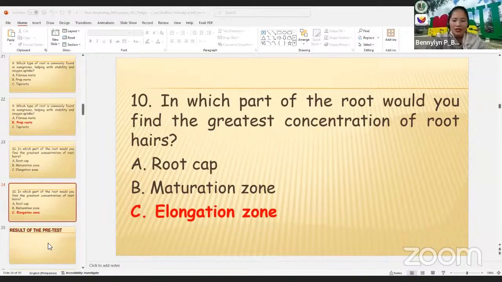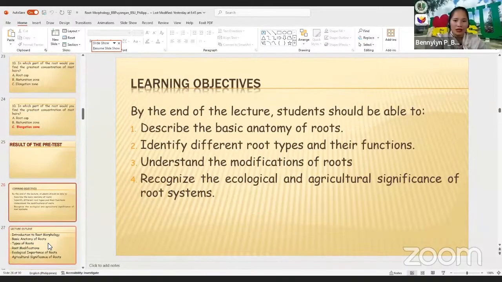Well, hopefully. So we now proceed with the learning objectives for this discussion. Thank you for your participation in the pre-test. It shows that indeed your faculty members and the students have prior background on root morphology. So our learning objectives for today are, first, to describe the basic anatomy of roots, to identify different root types and their function, to understand the modification of roots, and to recognize the ecological and agricultural significance of roots.